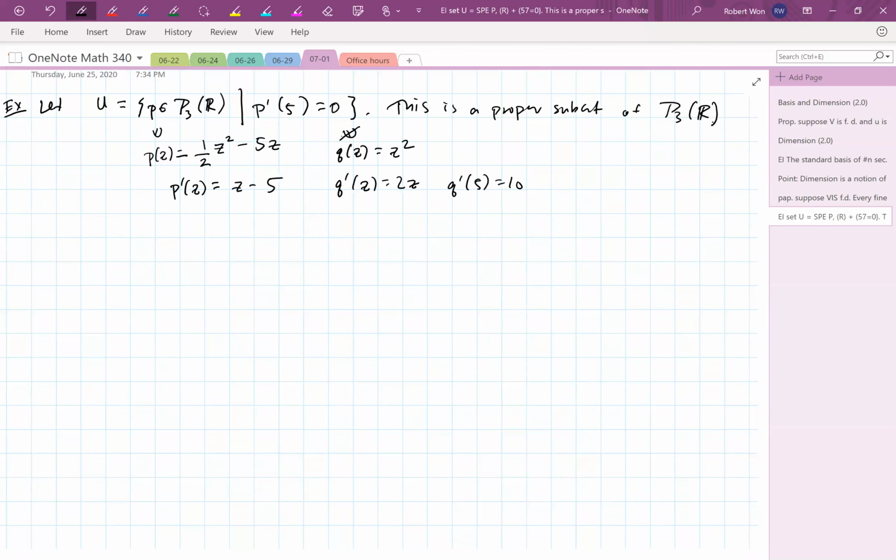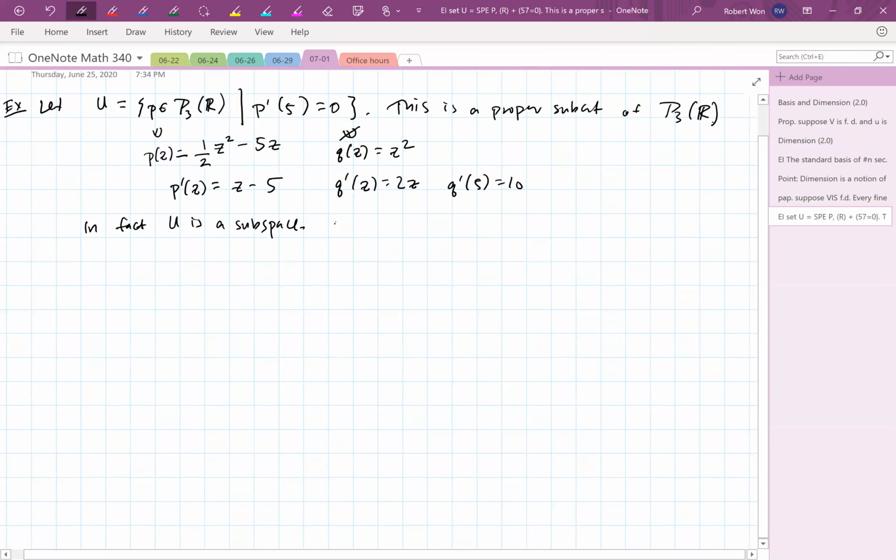Okay, so one thing that you should ask is, is this a subspace? So in fact, U is a subspace. Okay, so why? Well, you need to check 3 things. You need to check that 0 is in there, the sum of two vectors in there is also in there, and the scalar multiple of a vector in there is in there. Well, the 0 polynomial, if you take its derivative, you get the 0 polynomial. If you evaluate at 5, you get 0. So the 0 polynomial is in there.